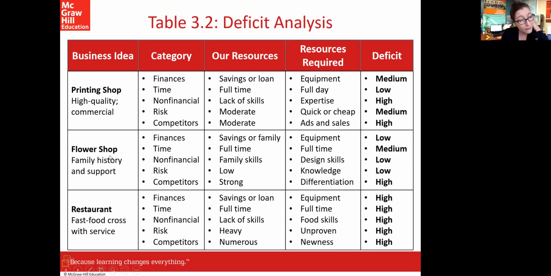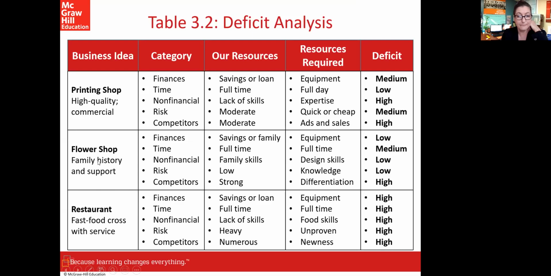deficit. For the flower shop idea, however, we've got our family in terms of financial support, and we have the equipment that they are going to share. In terms of time, we're going to work on it full time. We have our family support that is going to school us up on the design skills required. It's a low risk option because we have this family knowledge that is extensive. And even though the competition is strong, we have a distinct point of differentiation, and that is our brand name, our family reputation. And so in this way, the gap analysis shows a low level of deficit involved in taking on this business opportunity.